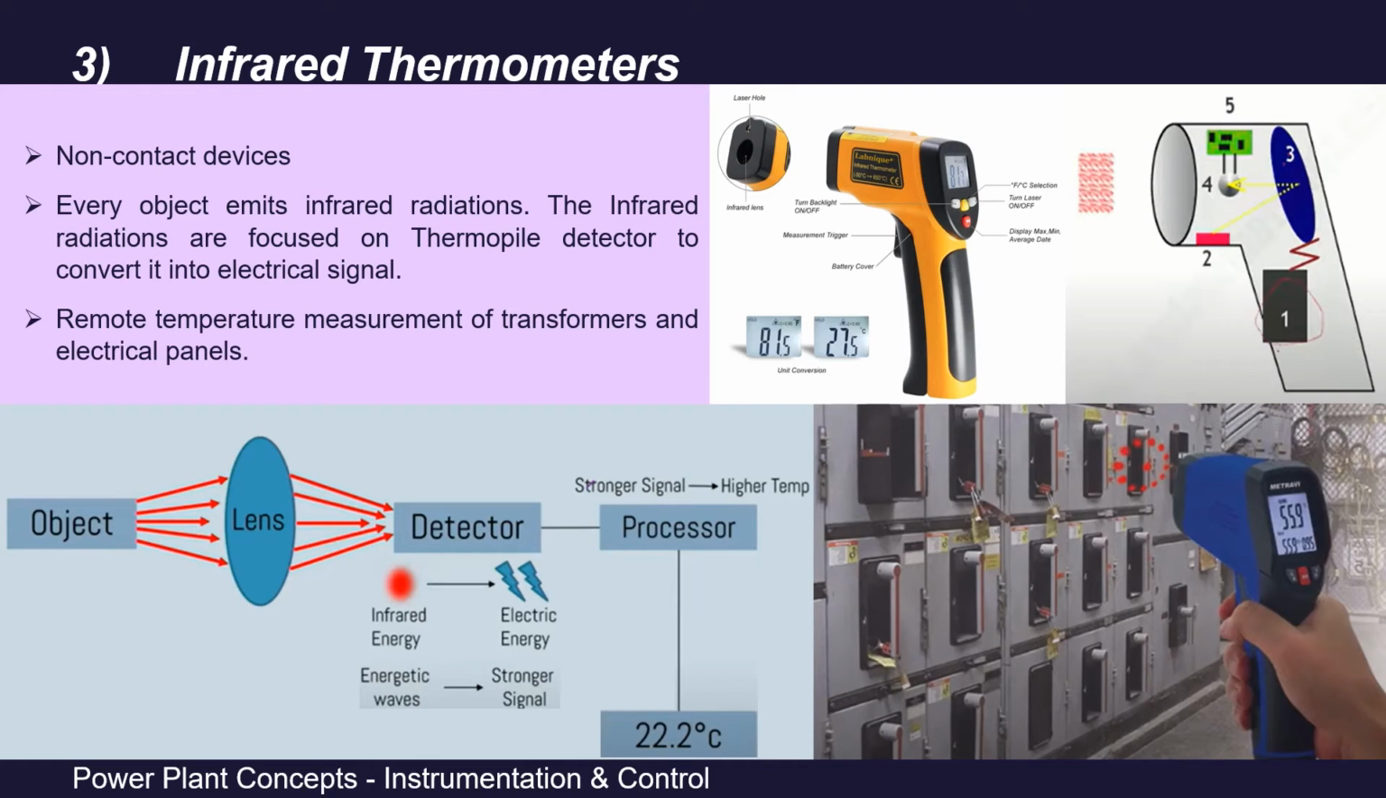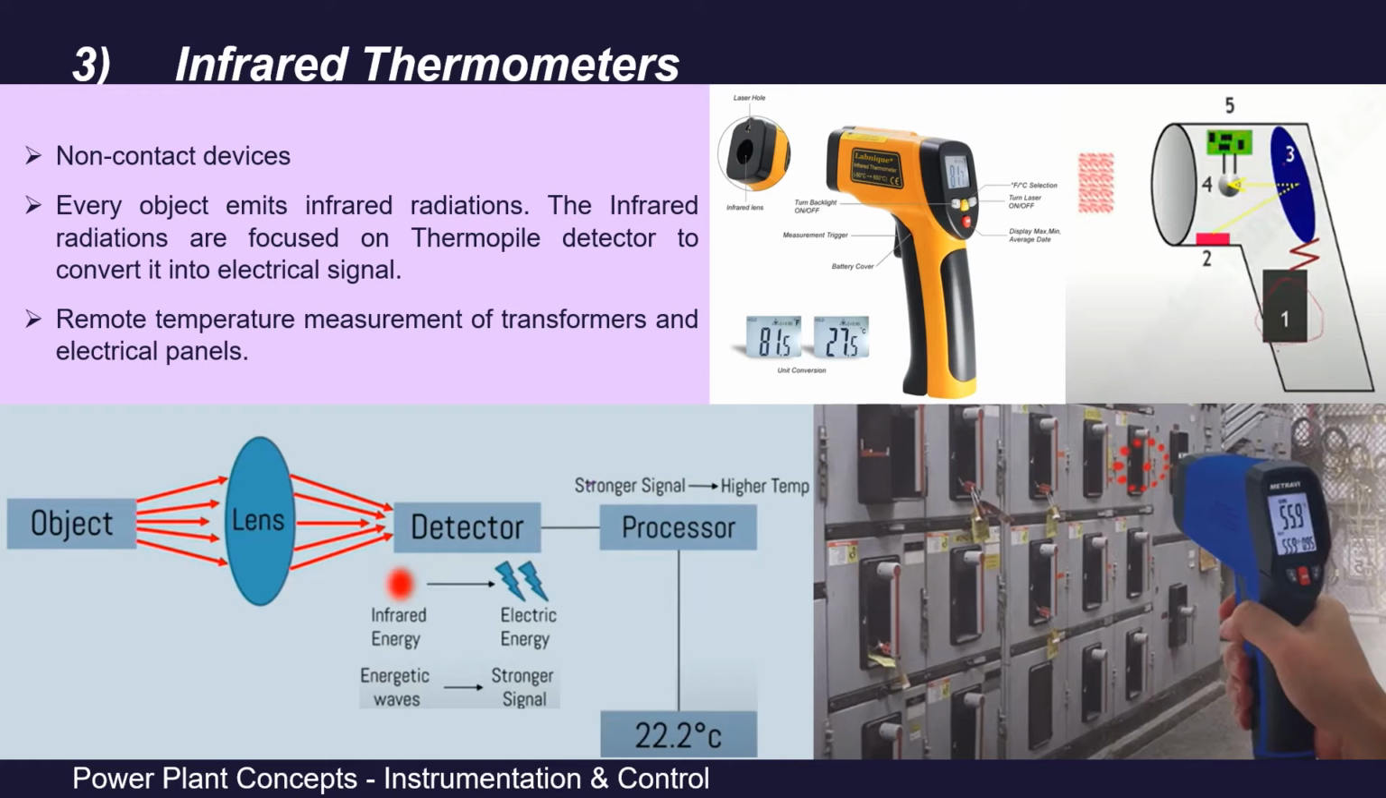Then this electrical signal is sent to the processor, and the processor calibrates this electrical signal corresponding to the temperature range, and this temperature is finally displayed on the display indicator. The best part is they are non-contact devices and are often used in power plants for remote temperature measurement of equipment such as transformers or electrical panels, which are generally not supposed to be touched by hand.